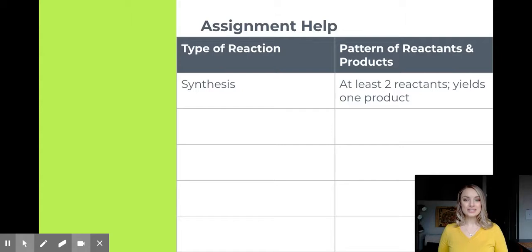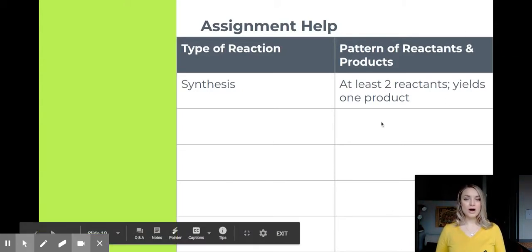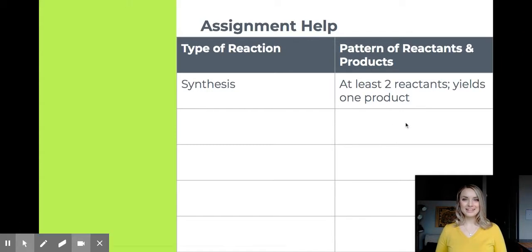You need to do the same sort of thing for the other 4 reactions, making sure that you are defining the pattern that we see for reactants and products for each of those reactions. This column over here will have different answers for every single box. Alrighty, good luck, and if you need help, send me an email or book a time with me during office hours.